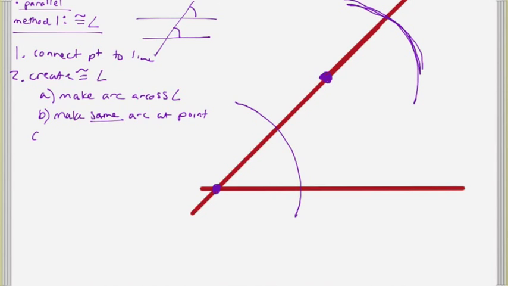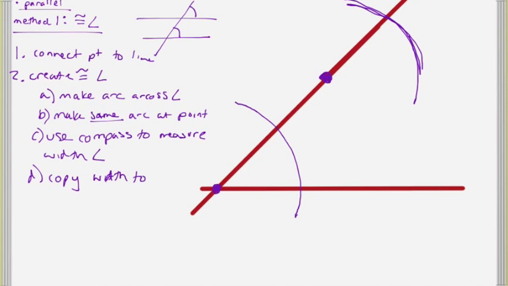Then we're going to use the compass to measure the width of the angle, and we're going to copy that width to the other arc.